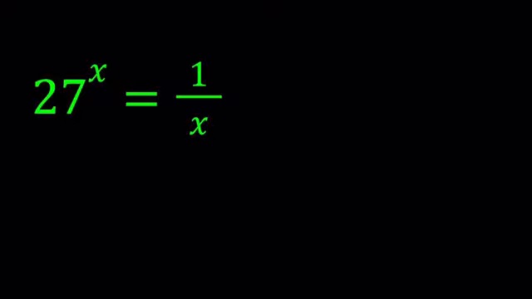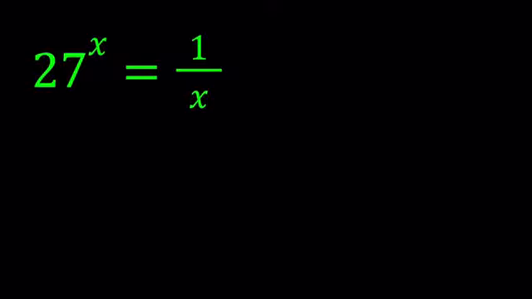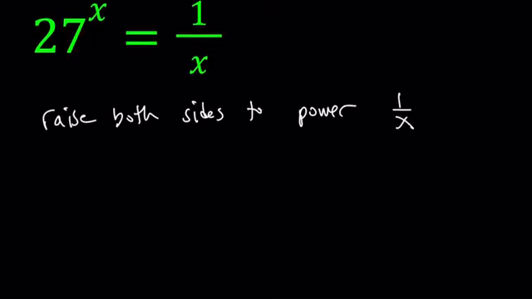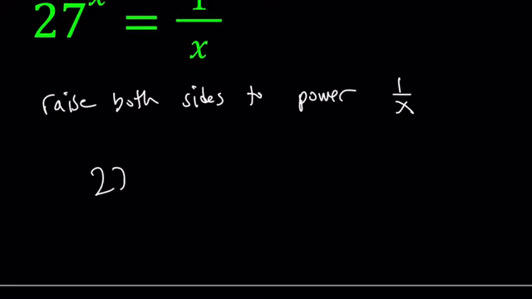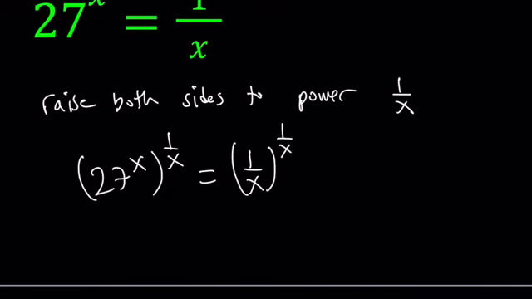First of all, as always with these questions, if the answer is a rational number, then you can kind of guess and check. If it's irrational, it's harder to find. So let's go ahead and start by raising both sides to the power 1 over x. So that's going to give us the following. 27 to the power x, to the power 1 over x, equals 1 over x to the power 1 over x. Now, where does that motivation come from?